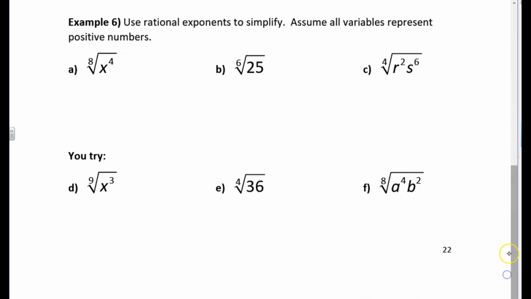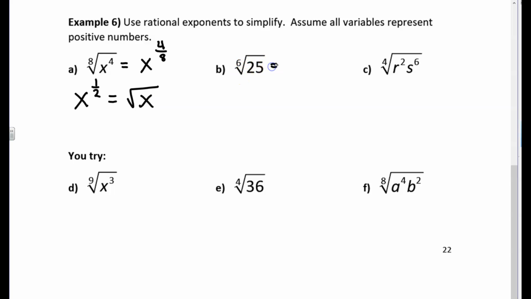Okay, so now we can actually use radical exponents or rational exponents in order to simplify our radicals further. What I want to do on these is rewrite them in rational exponents and simplify from there. So the 8th root of x to the 4th is really x to the 4/8. Well, 4/8 can simplify to be x to the 1/2, so that's really just the square root of x. It's a much simpler thing to write.